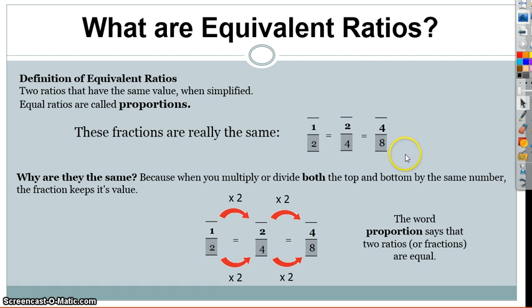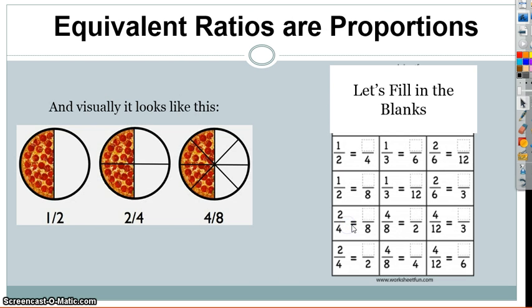And why are they the same? Because when you multiply or divide both the top and bottom by the same number, the fraction keeps its value. And that's what's happened here. 1 times 2 is 2, and 2 times 2 is 4. So the word proportion says that two ratios or fractions are equal.